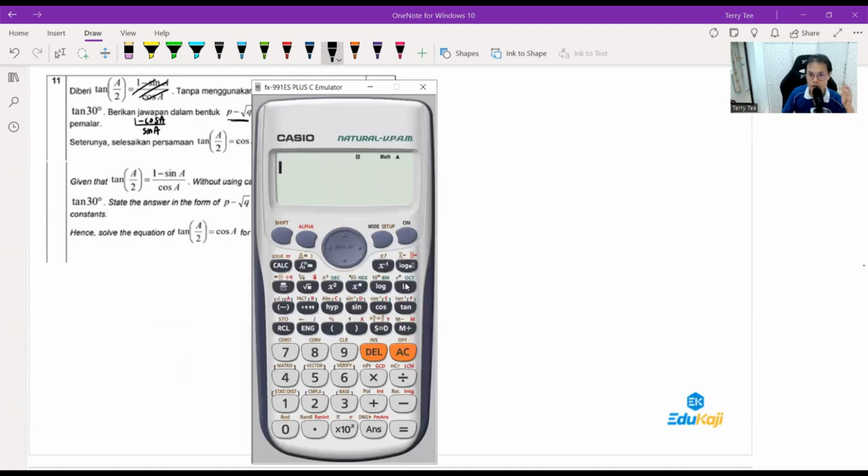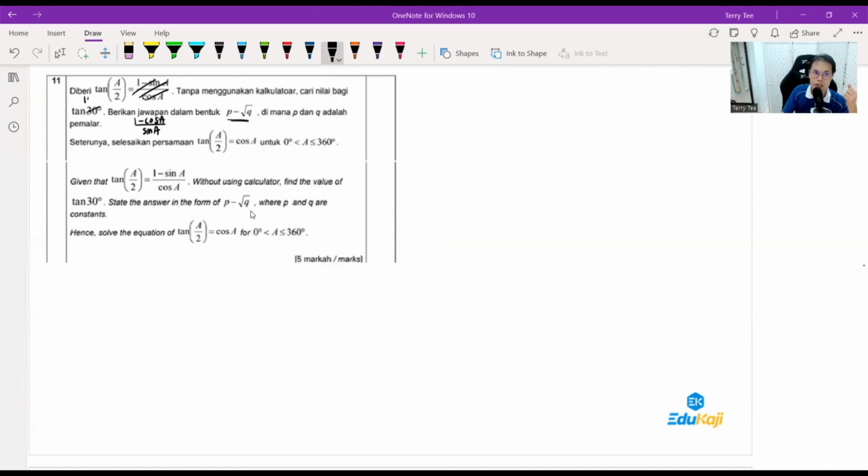Because you can actually use a calculator. Tangent 30, if you use a calculator in degree mode, is root 3 over 3. There's no 2 in front. So in fact, I think the correct one should be tangent 15. Now this is actually a clone. We try to clone the question from SPM 2019, which is something similar to this. So it's supposed to be tangent 15 equals 2 minus root 3. Sorry, we have to change this to 15.